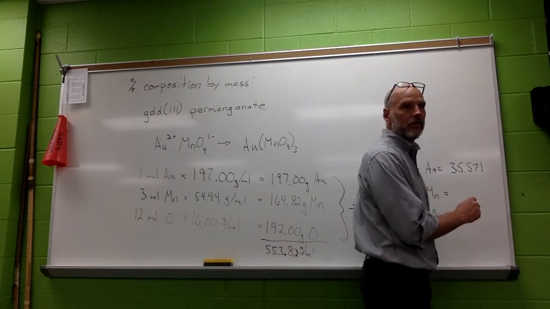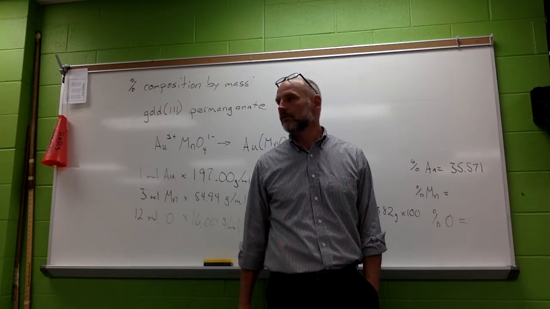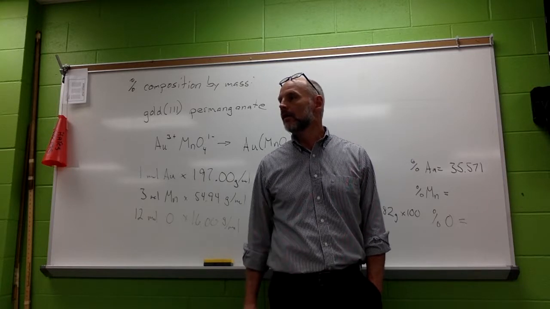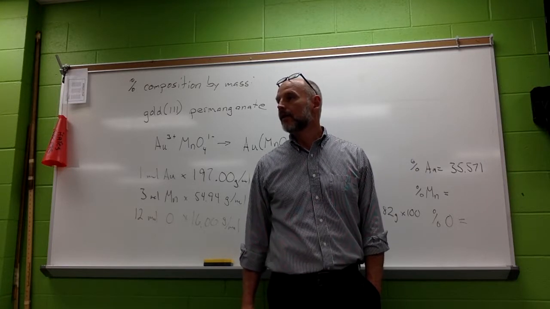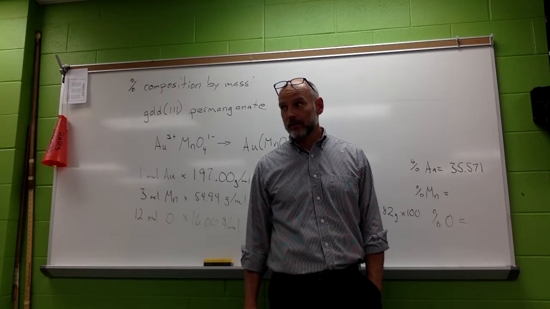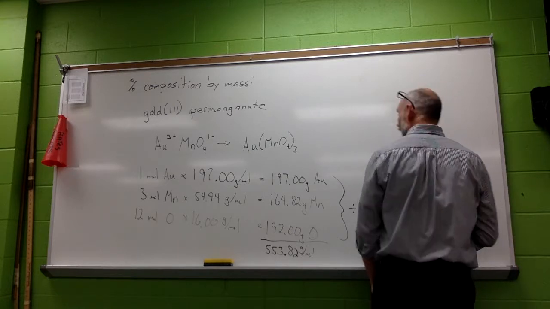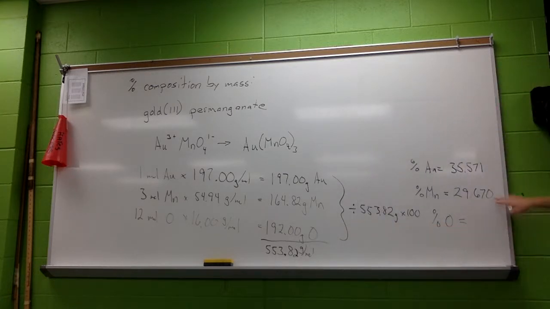Okay, well, Jason? No, I have no idea. Allison? 29.67? 29.670, you say? 760. I was dyslexic, is what you're saying. Is this correct? Okay. How about the oxygen?